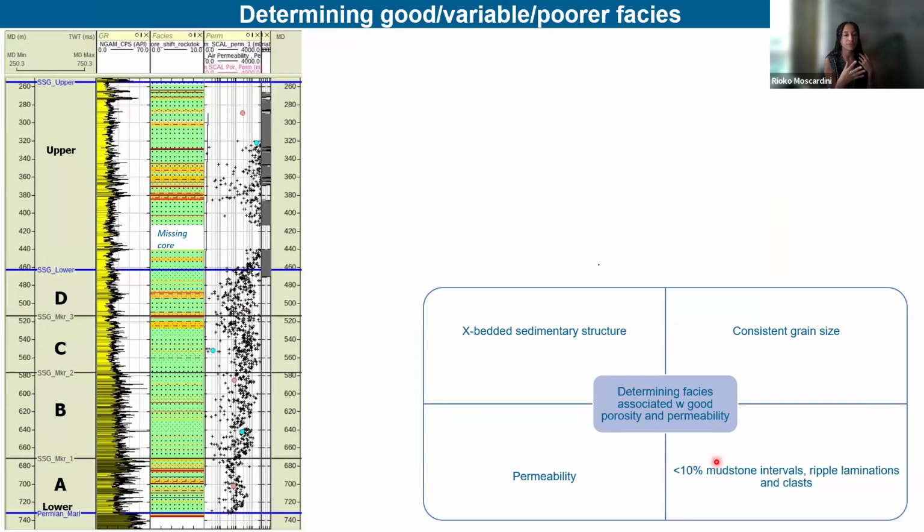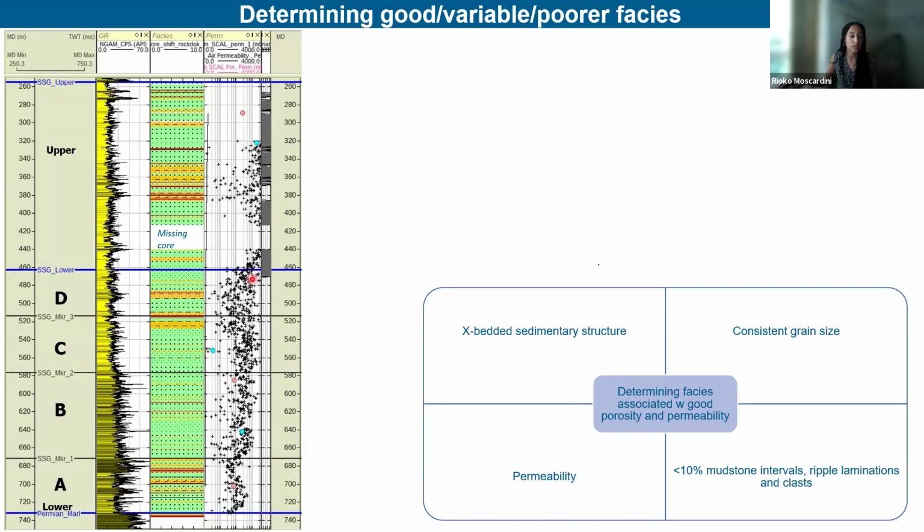Okay, so before I go on, how have I determined which facies is good, variable, and poorer in terms of porosity and permeability? Obviously, we don't have porosity data here, but what I have done is inferred porosity from proxies. The size of the grains is one proxy that we can use to understand the porosity. We then also chose the cross-bedded sedimentary structures. These are more associated with the river channels, and so if there were crossbeds there, I associated that with the facies that we want, and it is going to have a good porosity and permeability.